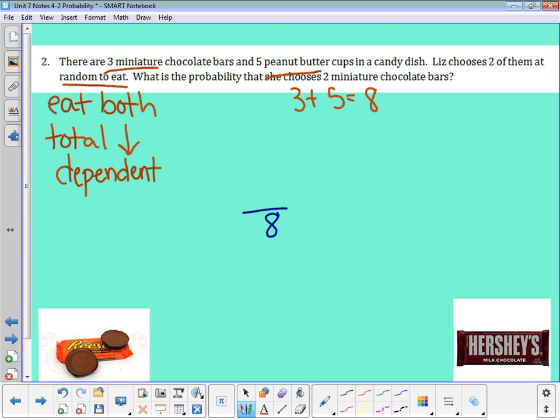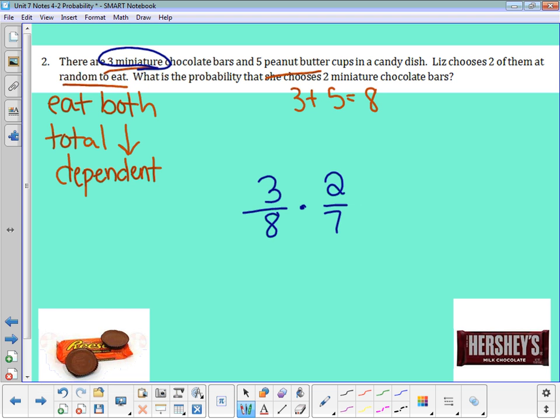We know there's 3 miniature chocolate bars, so the probability at first of drawing a miniature chocolate bar is 3 out of 8. So I'm going to take out that miniature chocolate bar. And who takes out a miniature chocolate bar and doesn't eat it? I certainly don't. I'm going to eat it. So when I eat it, my total is going to go down 1. Now I have 1 less candy in the bag. And because I ate one of the miniature chocolate bars, I also have 1 less miniature chocolate bar in the bowl, so that's also going to go down.